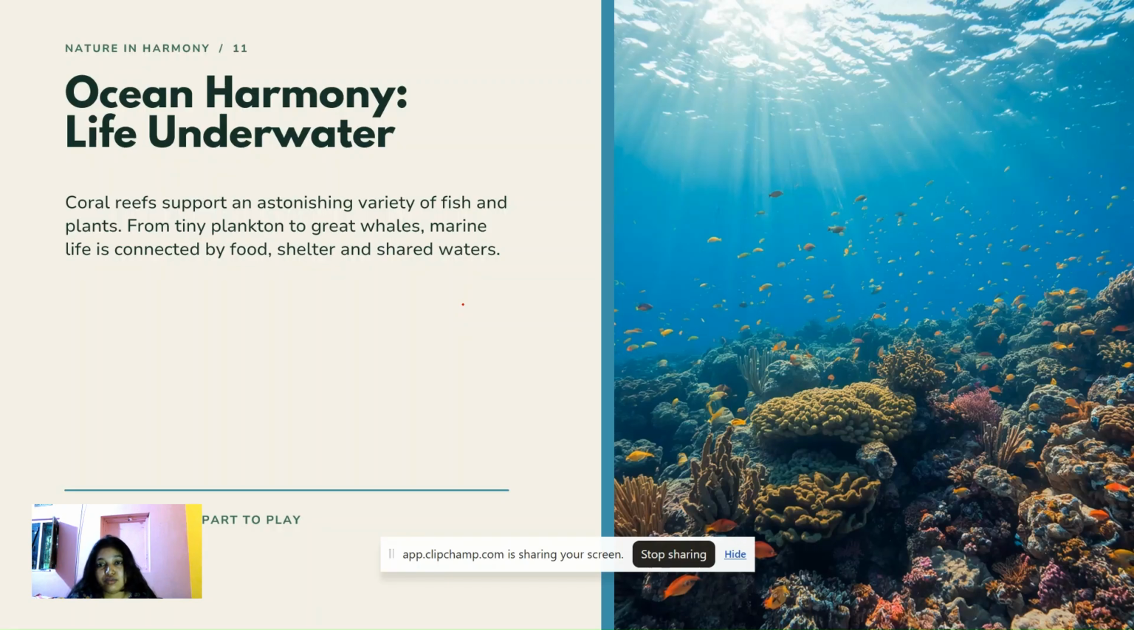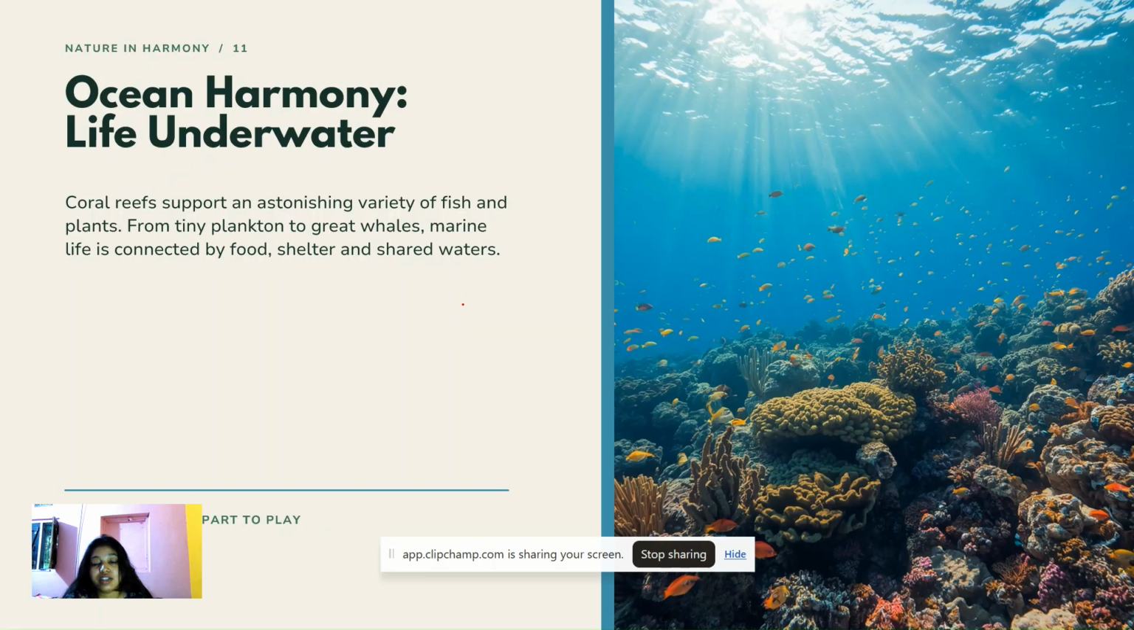It is the ocean harmony. That means various types of sea animals are living together here. Coral reefs support an astonishing variety of fish and plants from tiny plankton to great whales. Marine life is connected by food, shelter and shared waters.